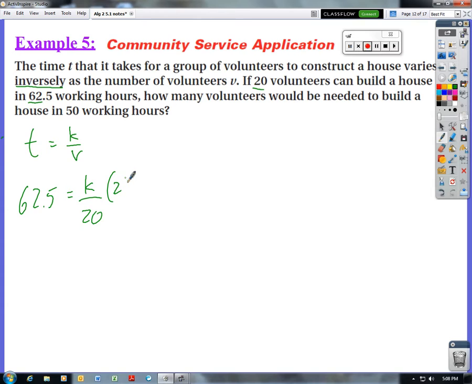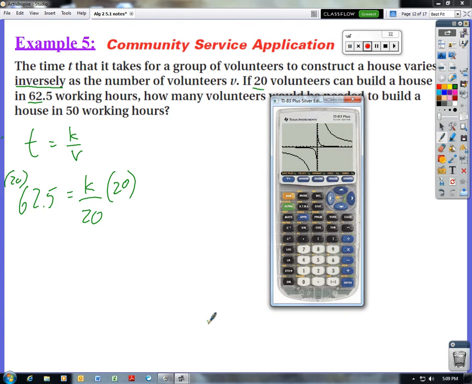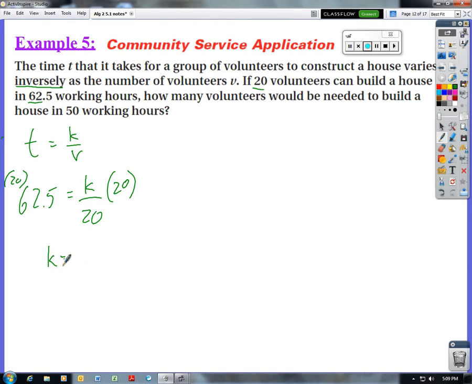So we're going to multiply both sides by 20. Multiplying 62.5 by 20, 62.5 times 20 is 1250. K is equal to 1,250. So we get the equation, not y, we're doing t and v. T is equal to 1,250 over v, over volunteers.